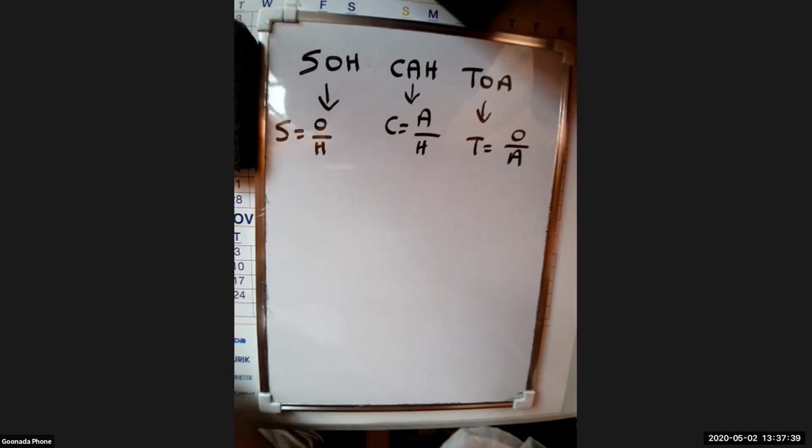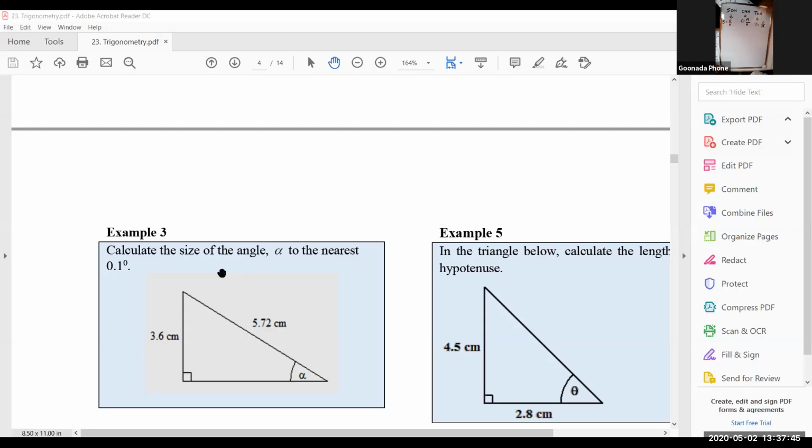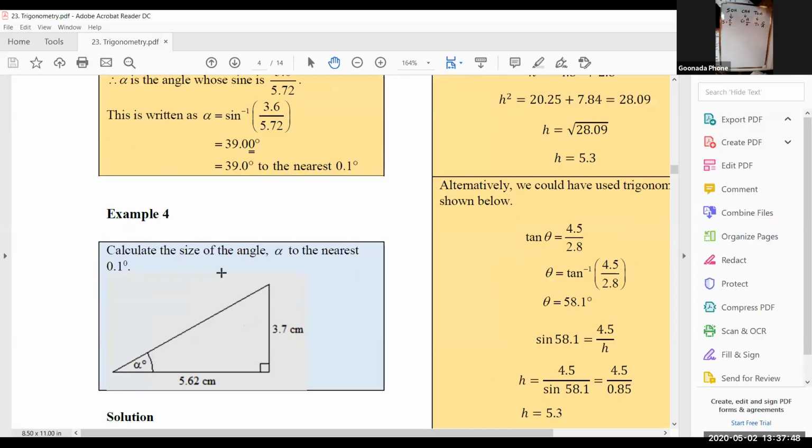Let's see another question. I want you all to try example 4 on your own. And somebody will share the answer for me.